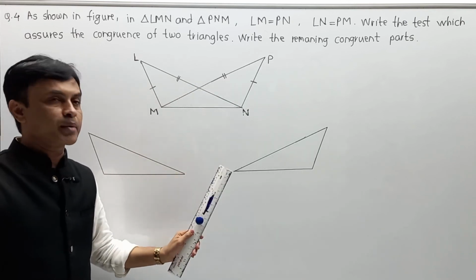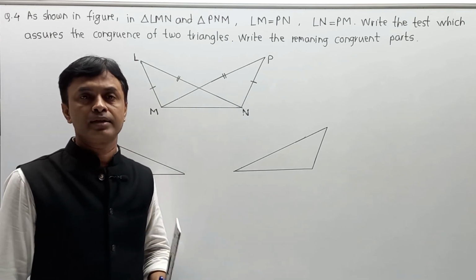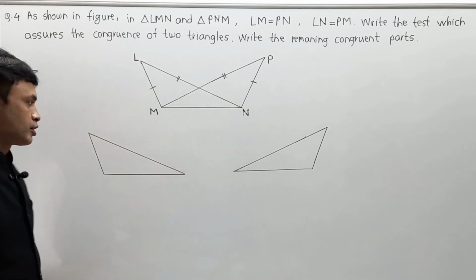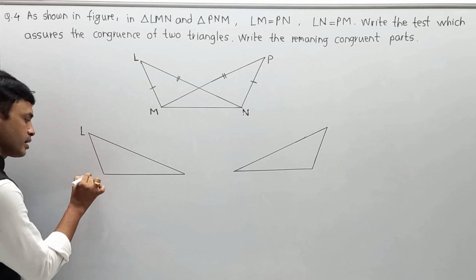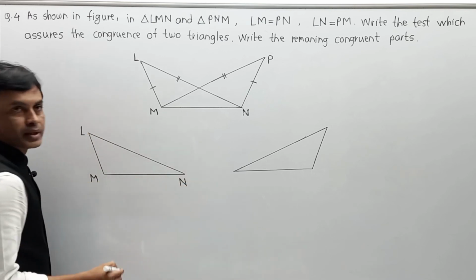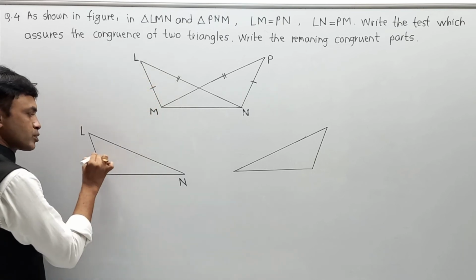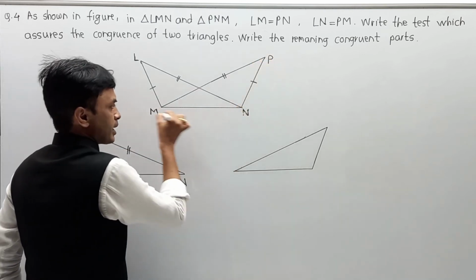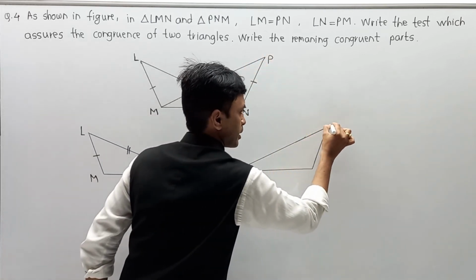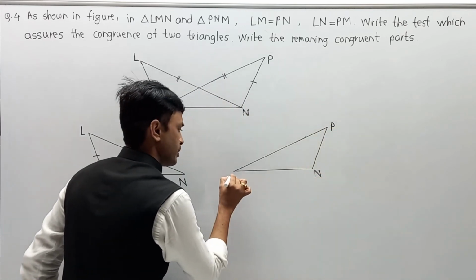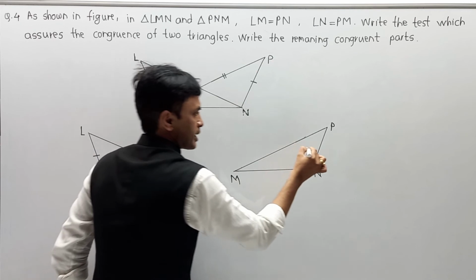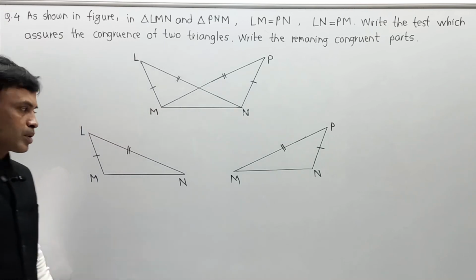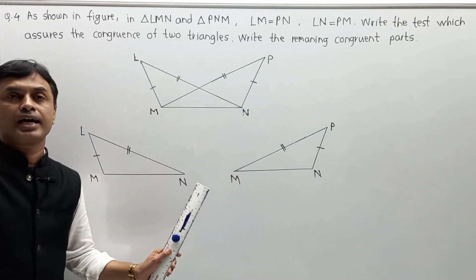If you are getting confused over here, I am going to draw the same two triangles separately so you can easily understand the part. First triangle LMN. They have given LM with single mark, LN with double mark. Triangle PNM with PN as single mark and PM as double mark. Now observe these two diagrams carefully so that you can understand the isolated triangles.